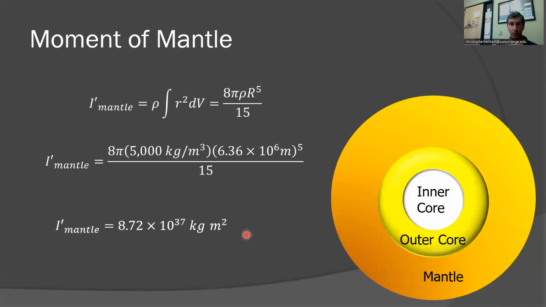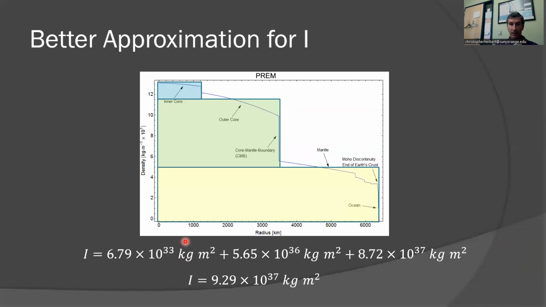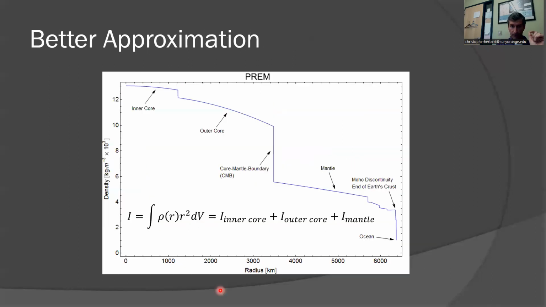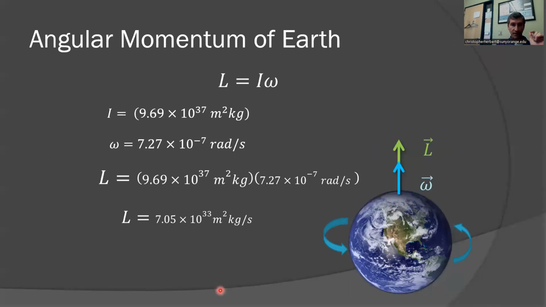And then finally, putting everything together, doing the effective moment of inertia of the mantle, as if the outer core and inner core weren't there, we can then add the excess outer core moment of inertia and the excess inner core to that. And we get a new value of 9.29 times 10 to the 37 kilograms meters squared. So 9.29 times 10 to the 37. Let's go back to what we had previously.